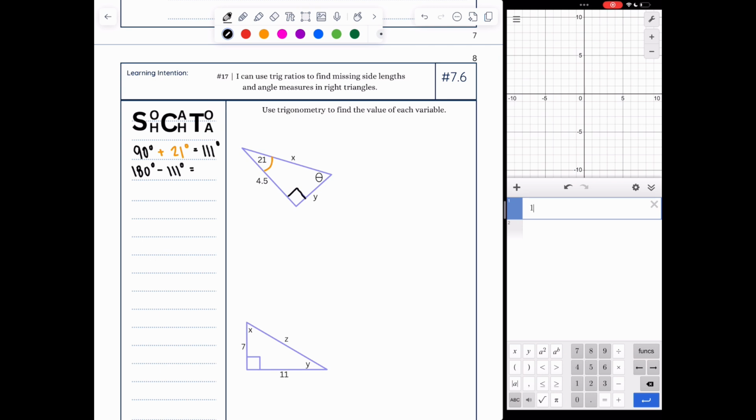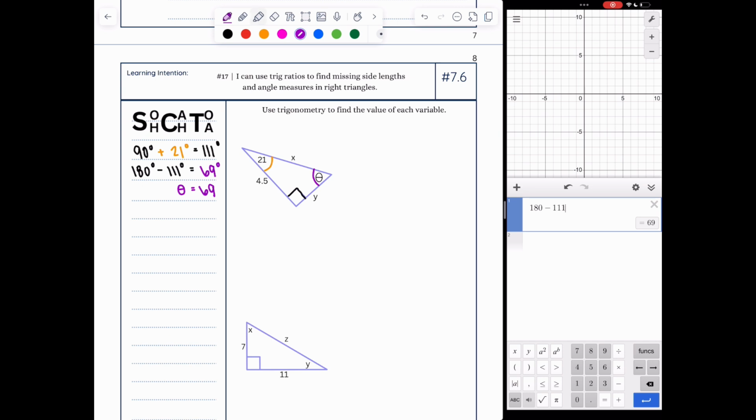So I know that together those make 111 of my 180 degrees. If 111 of the 180 degrees are taken up, that means that that final angle, or the third angle in that triangle, has to be an angle that measures 69 degrees total. So now when I think about theta, I have a 69 degree angle, or I have a 21 degree angle. I'll get to choose which angle I refer to as theta because now I know both of those angle measurements.